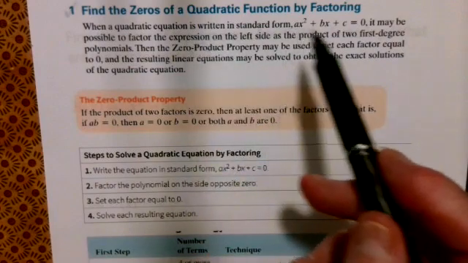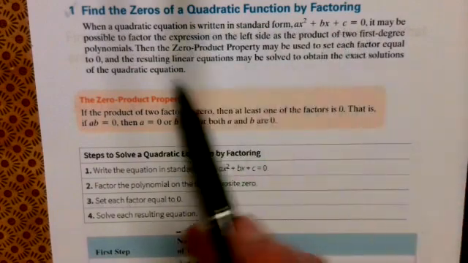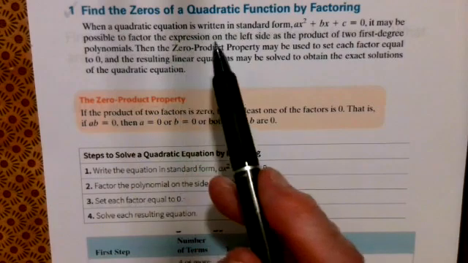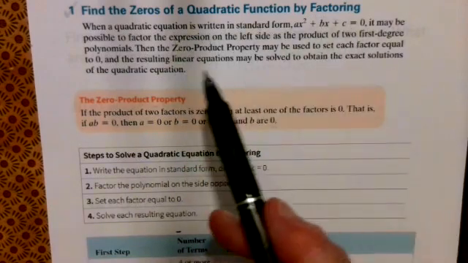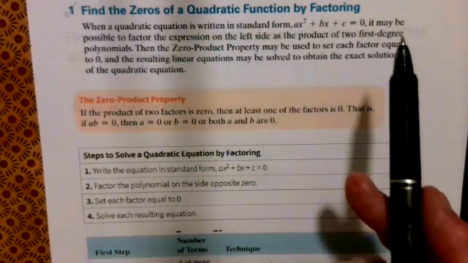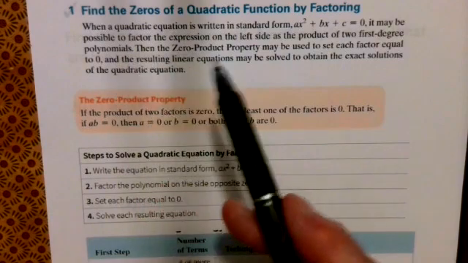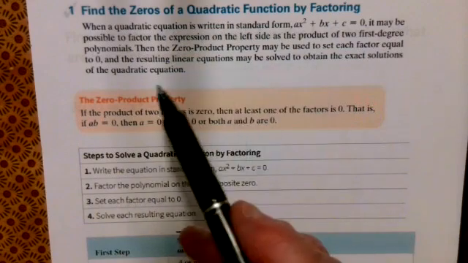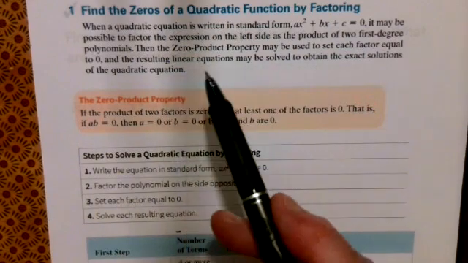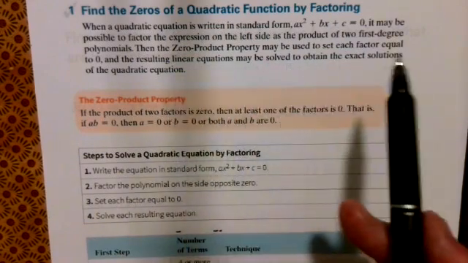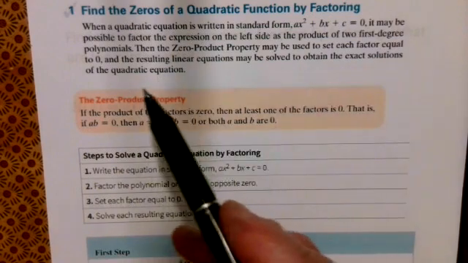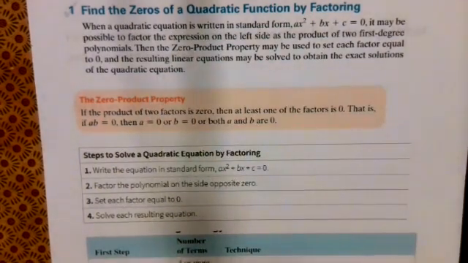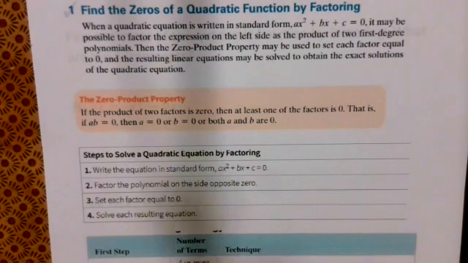When a quadratic is written in this form, it may be possible to factor the expression on the left side as a product of two first-degree polynomials. Then the zero product property may be used to set each factor equal to 0, and the resulting linear equation may be solved to obtain the exact solutions of the quadratic equation. And we've seen some of this already when we were talking about x-intercepts.